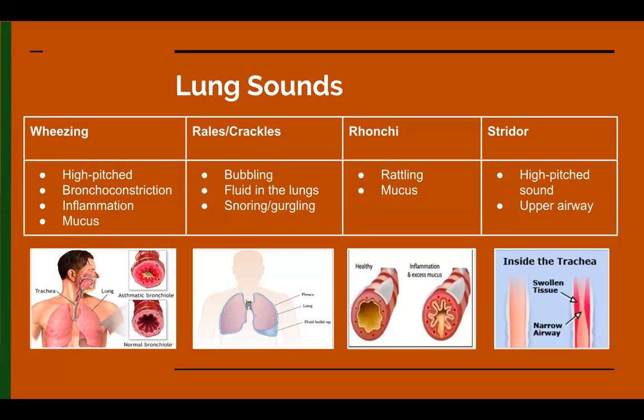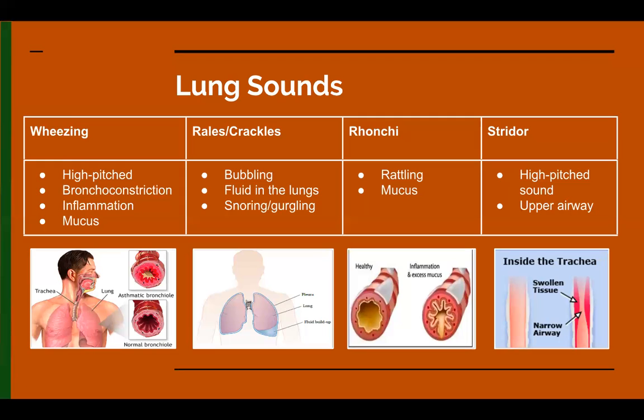Then rales and crackles, that's when there's fluid in the lungs, so fluid overload, and you'll hear bubbling, snoring, gurgling. So that's really common in CHF and pneumonia, for example. Wheezing is also present in CHF and COPD, so don't just think it's just asthma. It can be other things as well. Then rales is common in CHF and pneumonia.